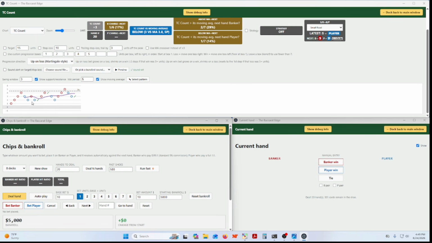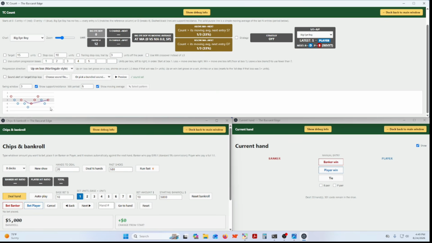Okay? So this is the regular TC count, banker, and player. Now, if I wanted to look at another row, this is the big eye boy. That chart looks totally different. But guess what? It's the same shoe. And that's where this little interesting instrument comes into play. Because every time I walked into a casino, up until recently when I started doing this software, I thought that's what banker and player, but no, that's something totally different.